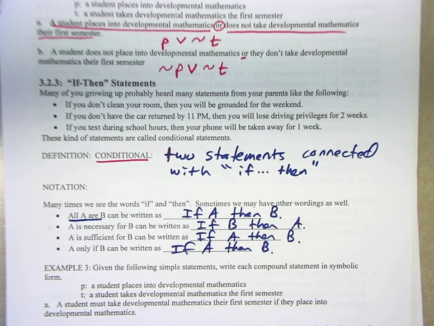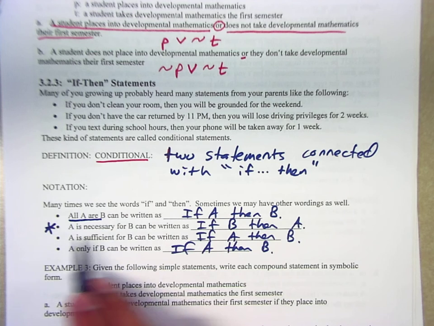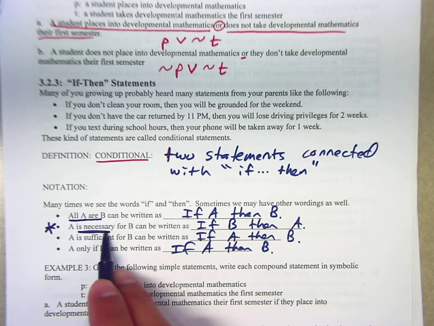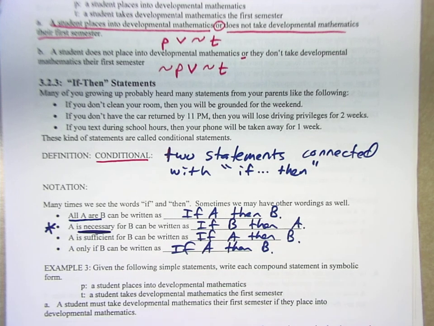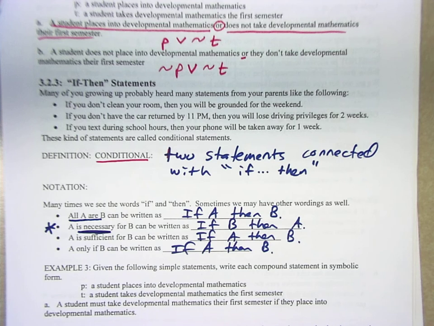Okay? But again, this is the one that you kind of have to be careful with. When you see the words "is necessary," just remember that the order for that one is kind of backwards of what you see. Okay? All right, so let's look at example 3.